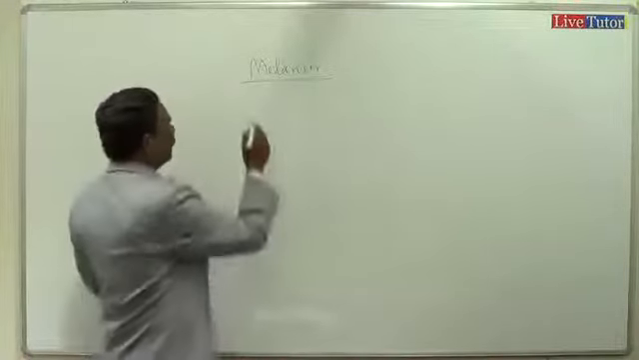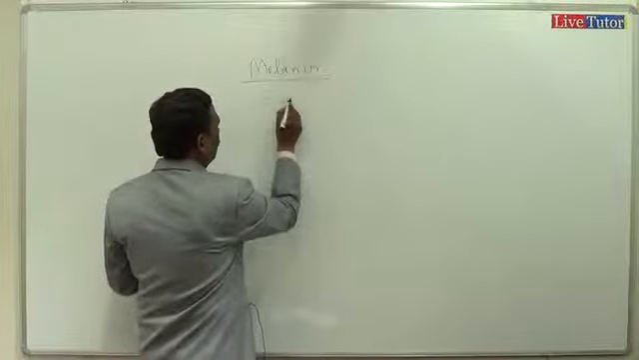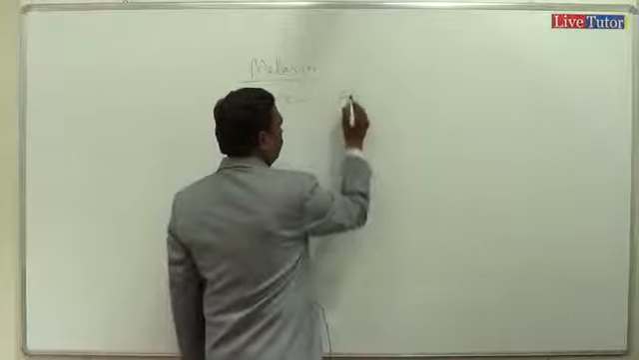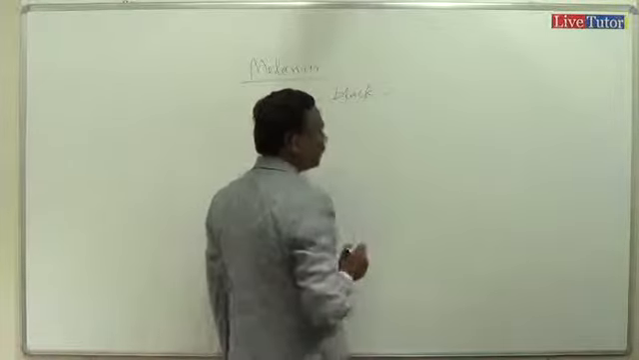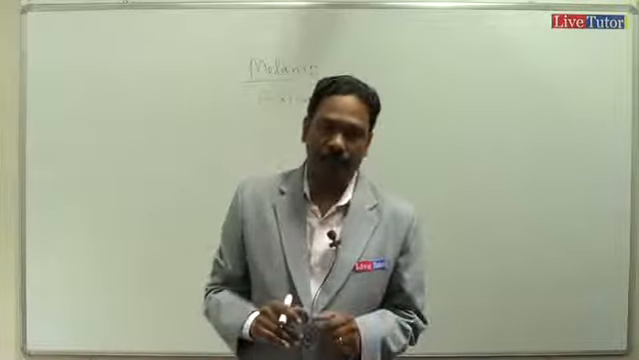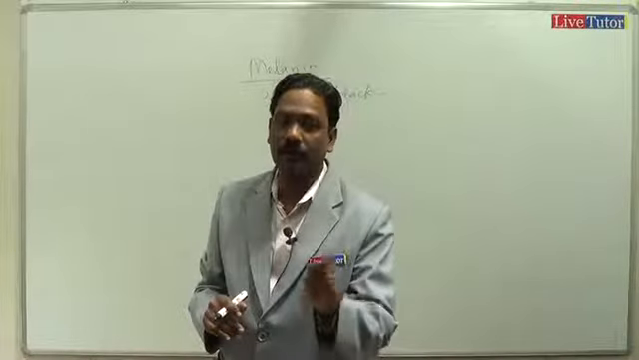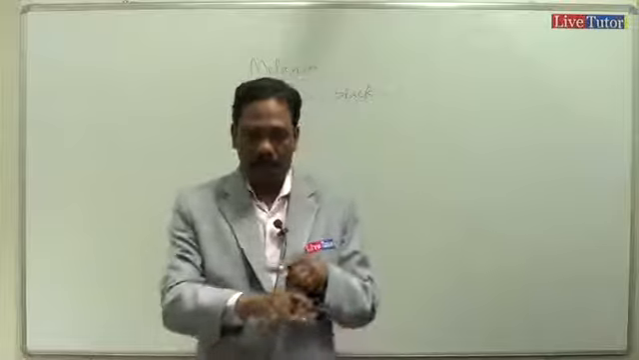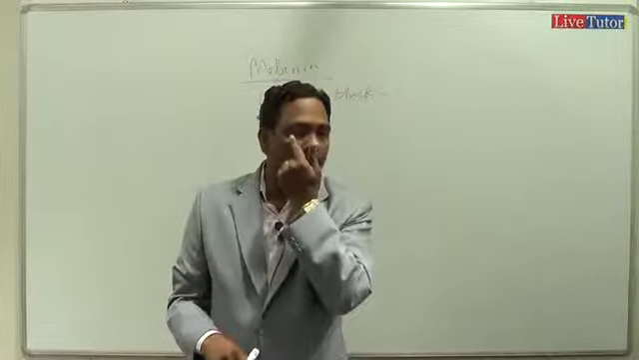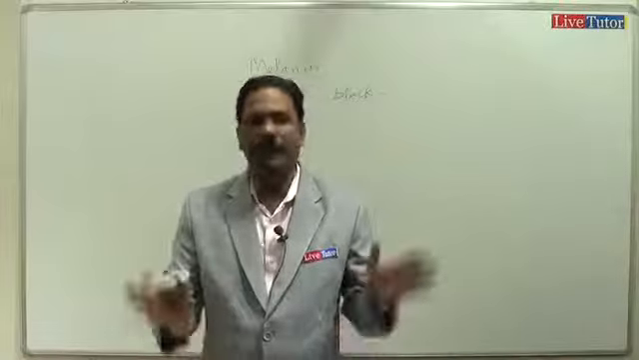So what is melanin? Brown-black pigment, a non-hemoglobin derived pigment found in the skin, hair, choroid of eye, adrenal medulla, and etc.